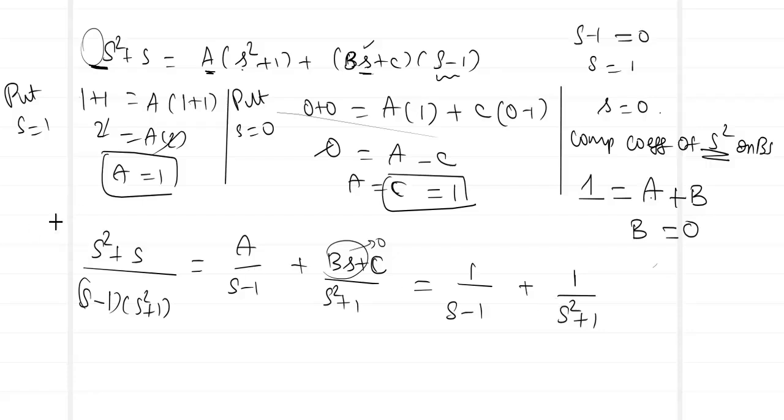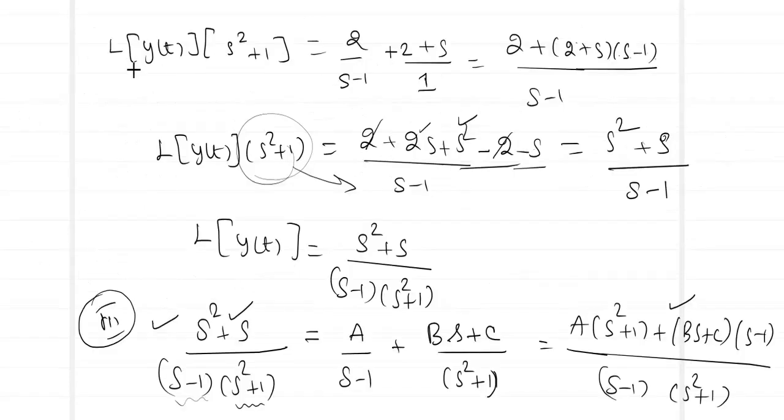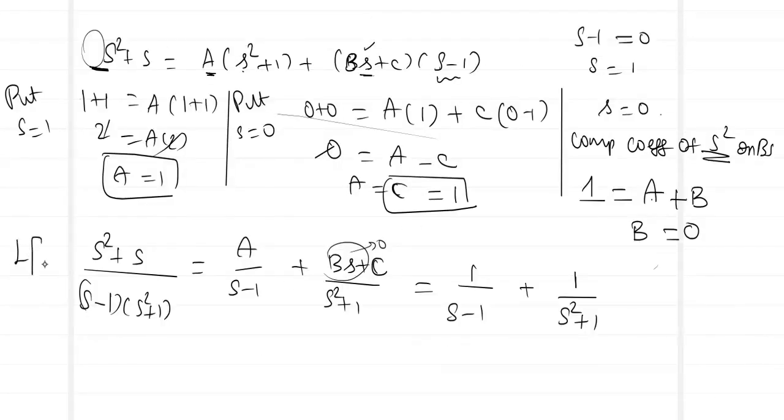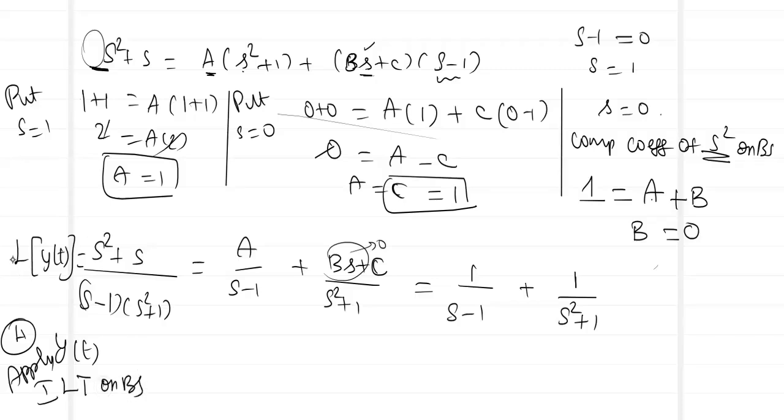What is your step 4? I know that this is nothing but my Laplace of y of t. So I know that my Laplace of y of t is this. To get my y of t back, what is going to be my step 4? My step 4 is applying inverse Laplace transforms on both sides. So when I apply inverse Laplace transform, my Laplace and Laplace inverse vanish, leaving you with y of t.